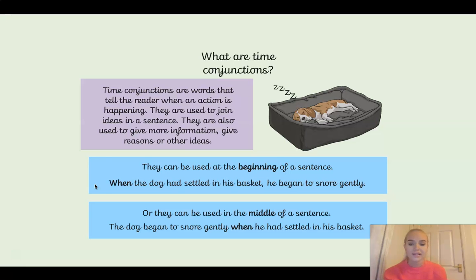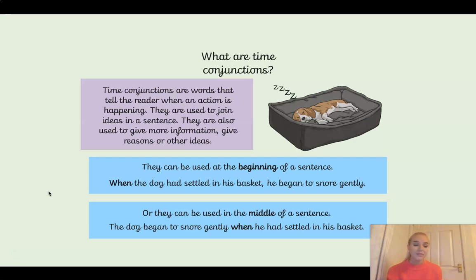Okay, so let's look at the first sentence. When the dog had settled in his basket, he began to snore gently. So this one is joining ideas into a sentence, but also giving more information too. And the second one, the dog began to snore gently when he had settled in his basket. So this one here is really joining ideas together too. So I'd say the first one is more about giving more information, whereas the second one is more about joining ideas together in a sentence with that time conjunction.